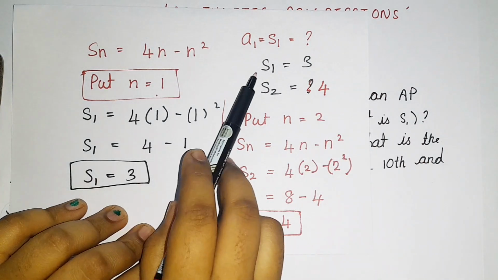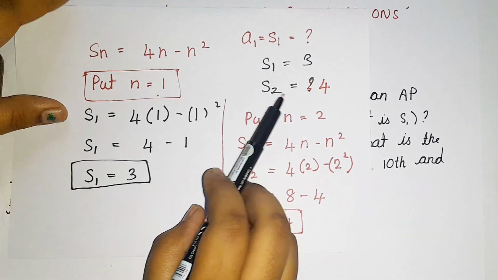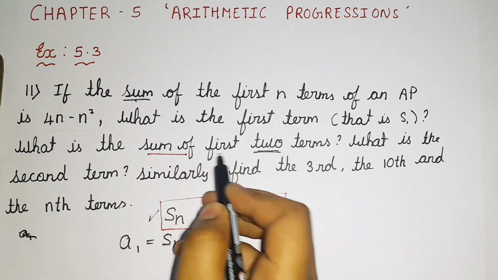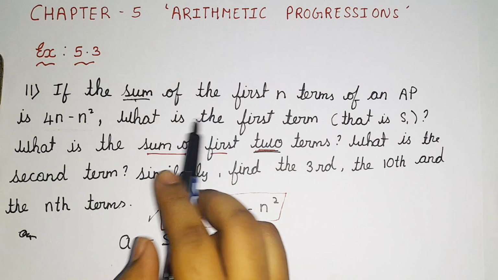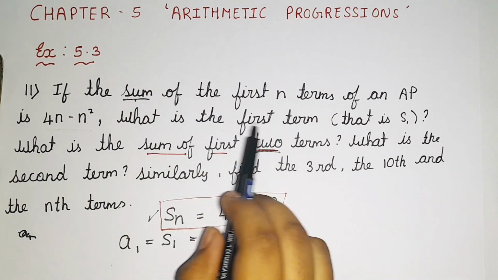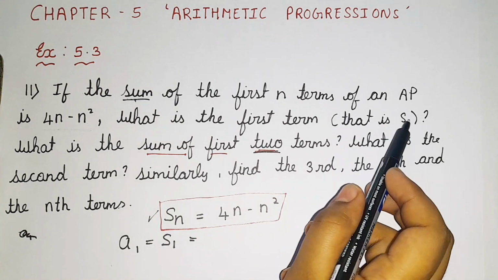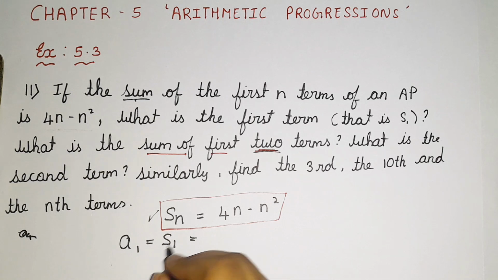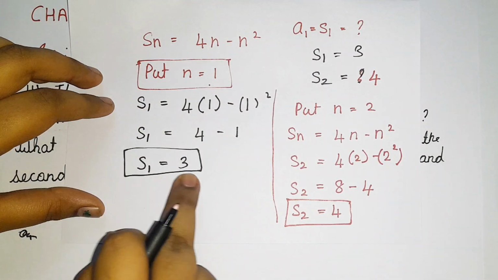Now we know the sum of first term and the sum of first two terms, that is S2 is equal to 4. So what is the first term? Here, what is the meaning of first term? S1. They had mentioned it here, that's why I just took S1. Remember, A1 and S1 are both the same only. So what is the value for A1? The value for A1 is 3, because I got S1 is equal to 3, right?